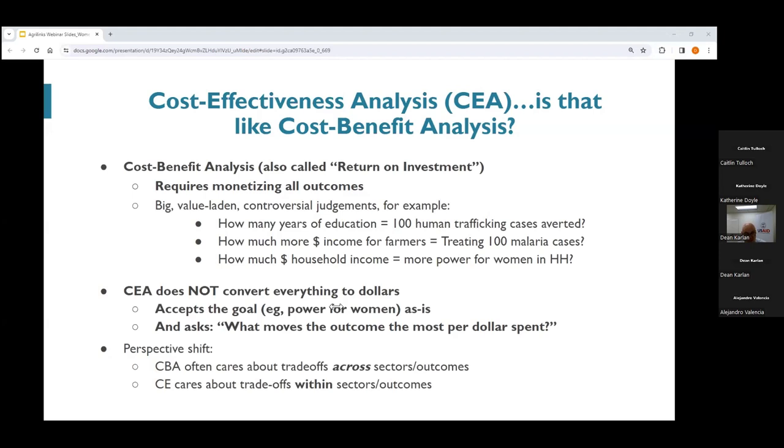It accepts the objectives of a program, for instance, improving women's control of income, as is, and asks the question: which intervention makes the most progress on this outcome per dollar spent? Cost-effectiveness analysis helps us consider different programming options in a way that I think is quite powerful.